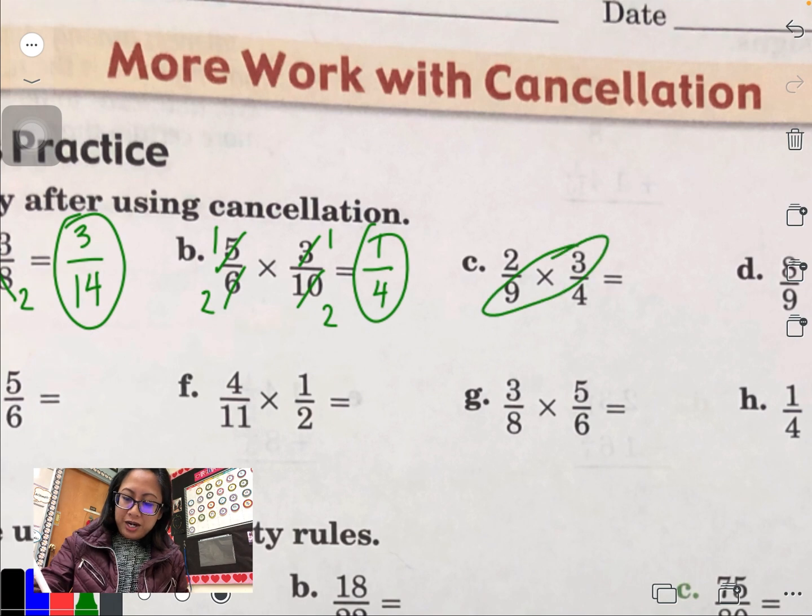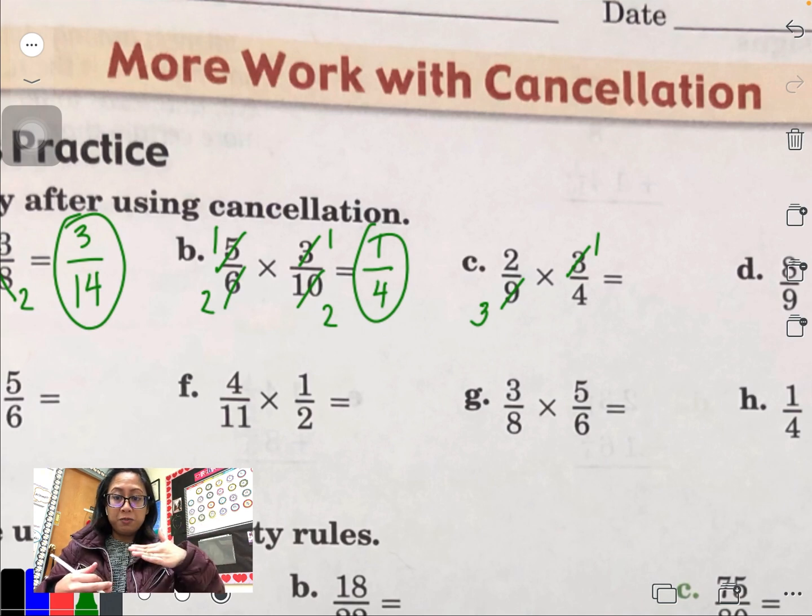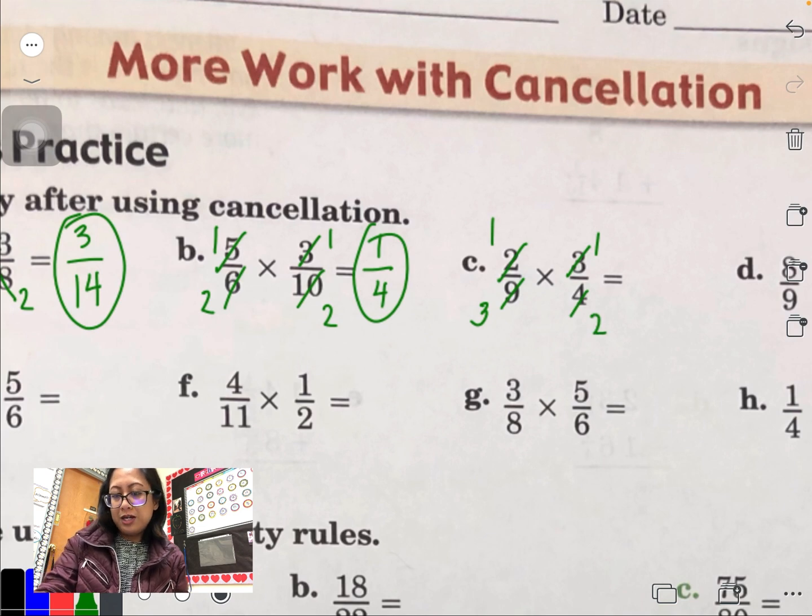Okay. Letter C. I'm going to look at 3/9. Can I do 3 divided by 3? Yeah, 1. Can I do 9 divided by 3? Yeah, 3. Notice how I'm using the same number. Whatever I divide on the top, I divide on the bottom. 2/4. They're both even, so I can divide by 2. 2 divided by 2 is 1. 4 divided by 2 is 2. Okay, now I can just multiply across.